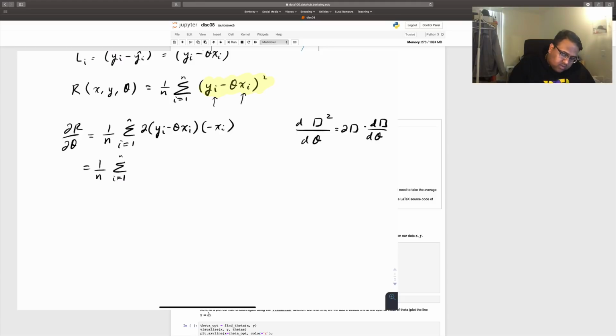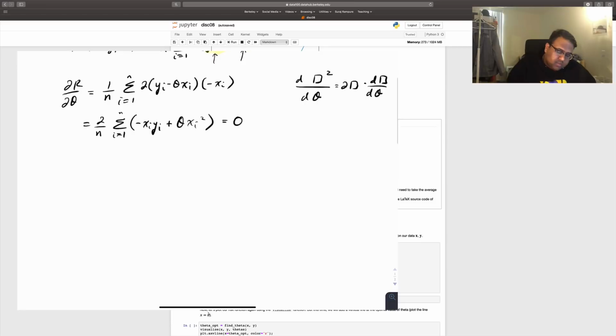And what I can do is pull the 2 out in front, because it's just a constant. And I can write this as negative xi yi plus theta xi squared, because the 2 negatives cancel out. And of course, we're going to set this equal to 0. And what we can actually do is separate this into 2 separate sums, okay? And I can also multiply both sides by n over 2 to get rid of the constant, because we set it equal to 0.